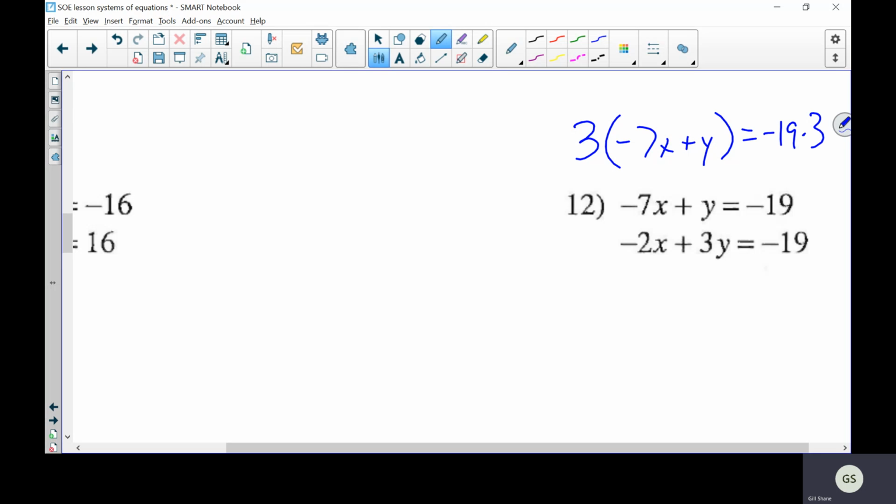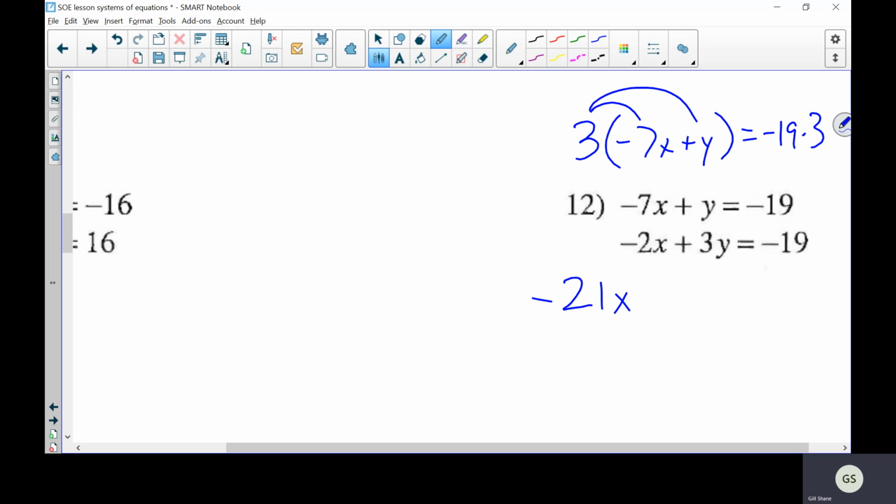You're multiplying this in parentheses, and if you remember the distributive property, that means we're multiplying 3 by both of those terms. So that's why you can't just multiply times the y. We've got to multiply that whole left side by 3. So if I do that, what is 3 times negative 7? Negative 21, and don't forget the x. So it's actually 3 times negative 7x, I should have said.